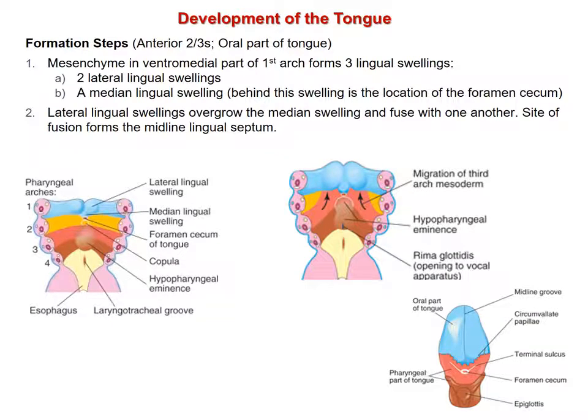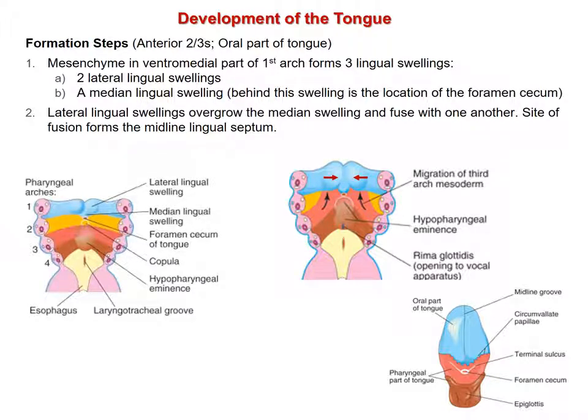As you will learn, the adult tongue is divided into 2 parts, an anterior 2/3 or oral part and a posterior 1/3 that is related to the oral pharynx. The next 2 slides describe the formation steps of these 2 parts. The anterior 2/3 or oral part of the tongue is derived from mesenchyme in the ventral medial parts of the first arch. These parts form 3 swellings, a median or midline lingual swelling and 2 lateral lingual swellings.